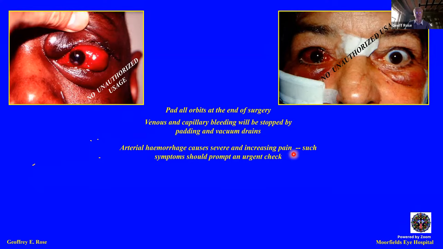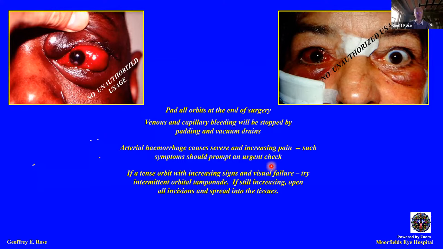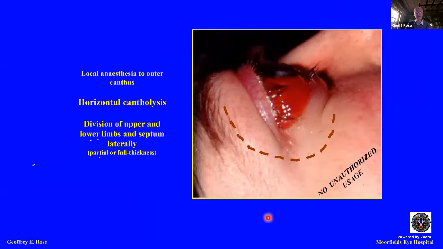So any patient who has severe or increasing pain following surgery, you must take a look and check the vision. And if you find a tense orbit with increasing signs of visual failure, then try intermittent pressure on it, because sometimes that will get rid of edema and allow perfusion of the orbit, and the actual bleed may stop, or it may already have stopped. But if the signs are still increasing, open all the incisions, obviously, and spread into the tissues with a blunt pair of scissors, spread them open. And if you still have a problem, try canthotomy and cantholysis prior to urgent exploration.